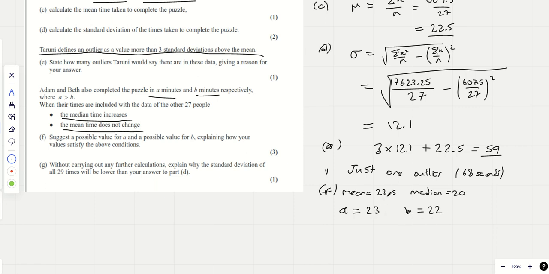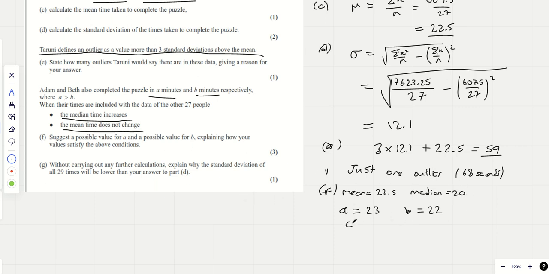You could have any values though, like 21 and 24 for example. That's what's mentioned in the mark scheme, but you just need that A plus B is equal to 45. That way you just need them either side of the mean symmetrically. Yeah, that's the best way of looking at it, but above 20, that's all you need.